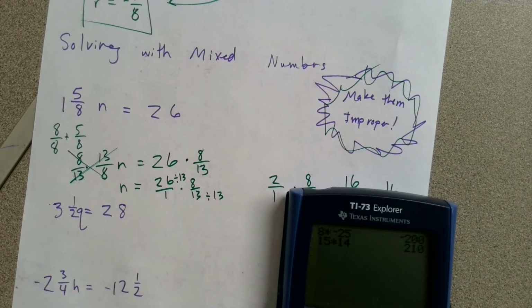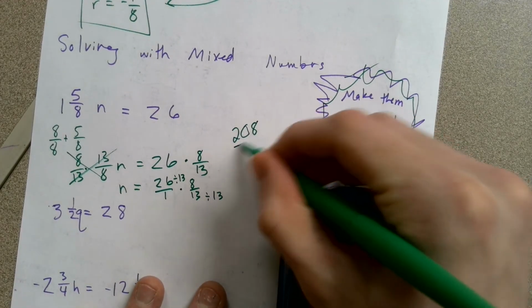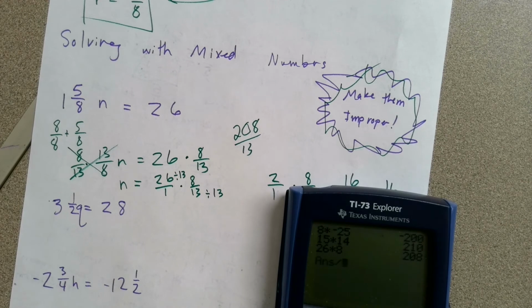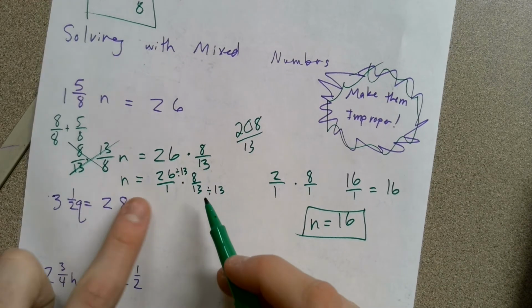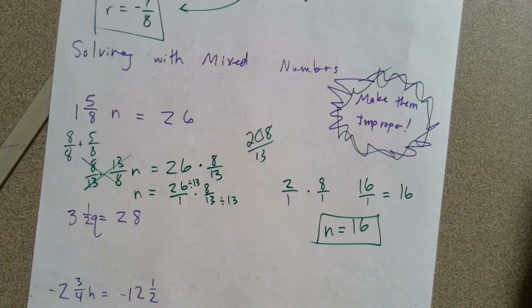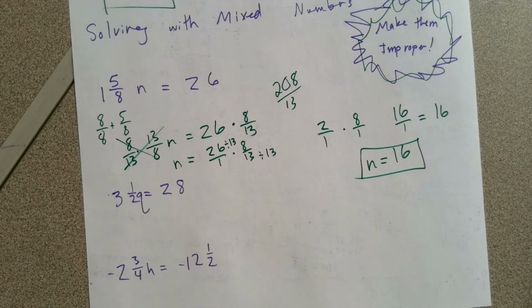We can double check it if we do this. 26 times 8 is 208 over 13. 208 divided by 13 is, in fact, 16. So I just divided each of those by 13 to make it a little bit easier for us. There's one on top and bottom. We can do that.